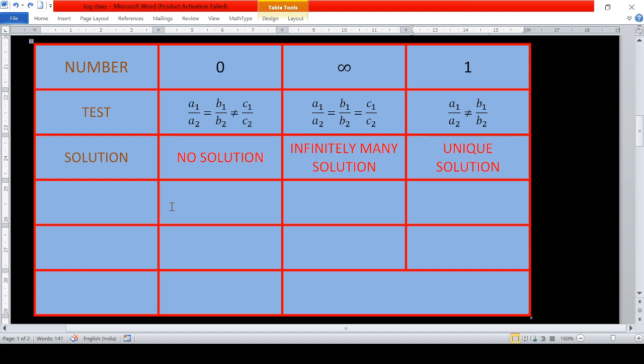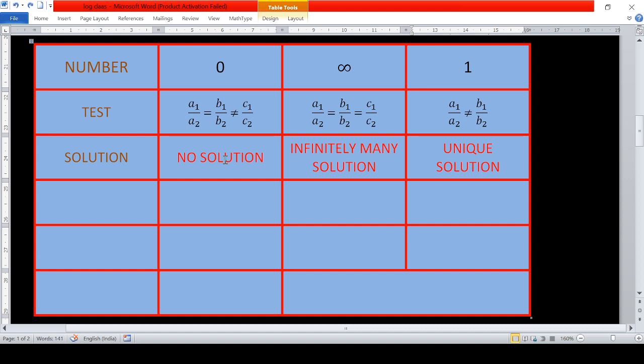I want to make one point here. Always compare the first two pairs, a1/a2 and b1/b2. If they are not equal, immediately you can conclude a unique solution. If they are equal, you have to go over the first case. You just compare the second and third pair. If they are not equal, you can say no solution.